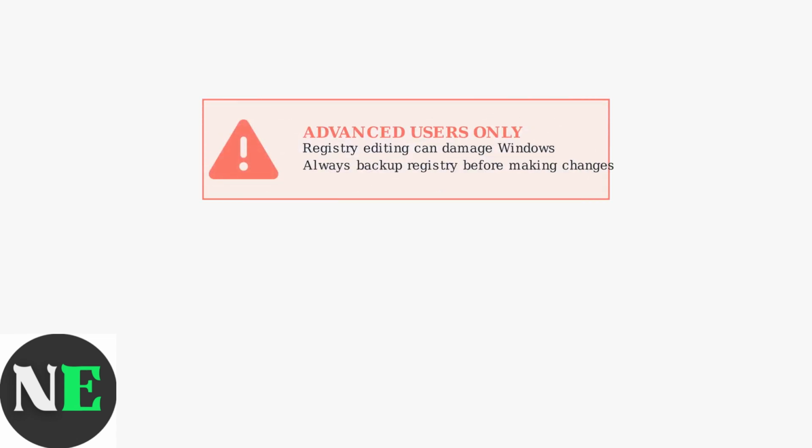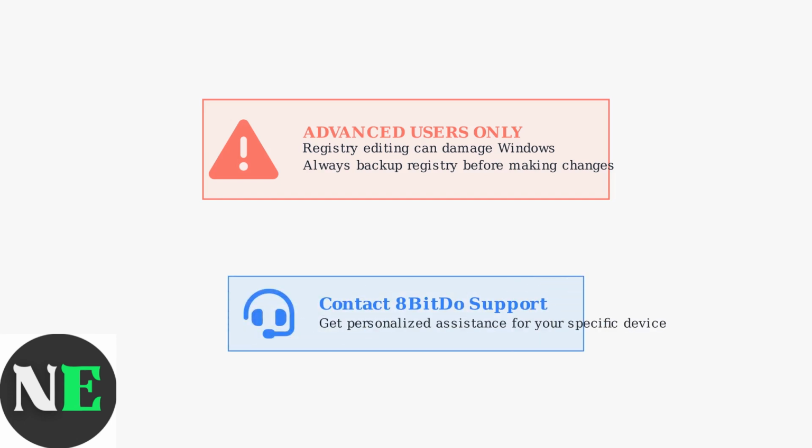If these standard troubleshooting steps don't work, there are advanced options available, but they require caution. As a last resort, advanced users can edit the Windows registry to remove controller pairing information. However, this is risky, and you must back up your registry first. If all troubleshooting steps fail, contact 8BitDo support directly for personalized assistance. They can provide device-specific solutions and replacement options if needed.